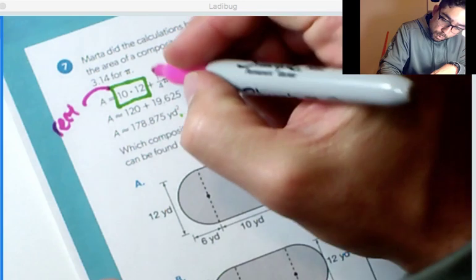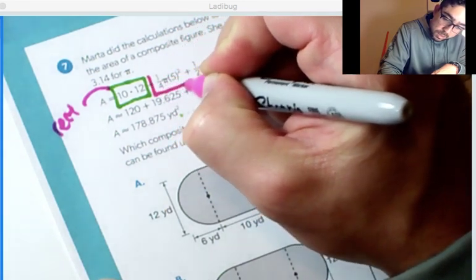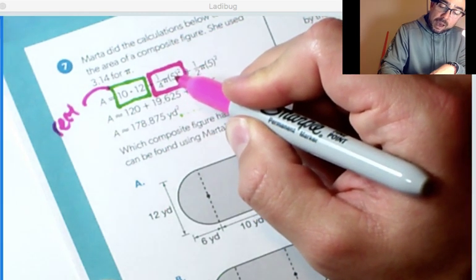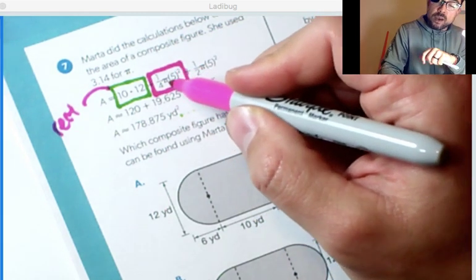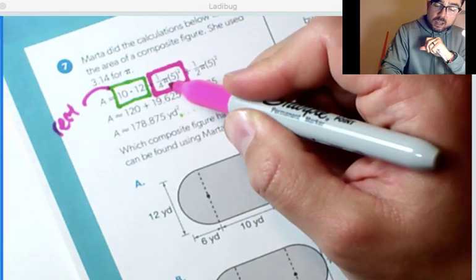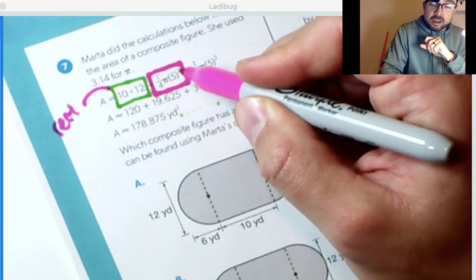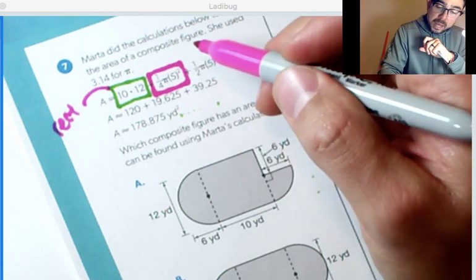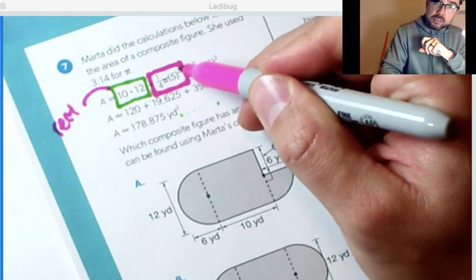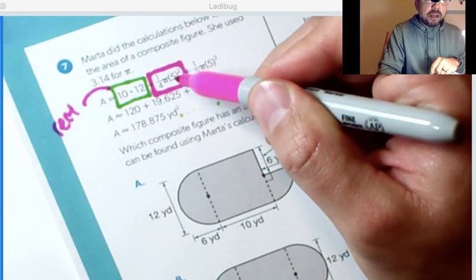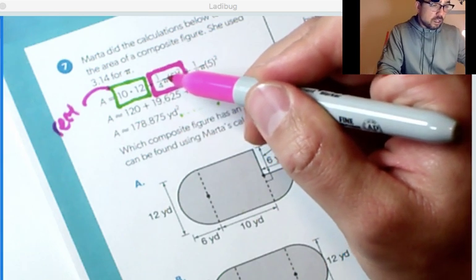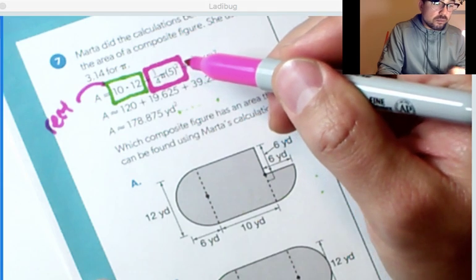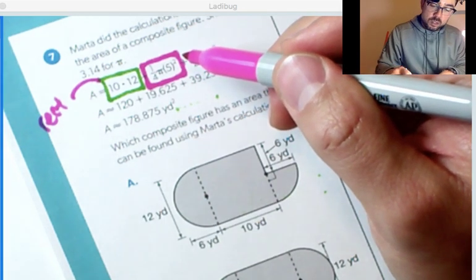Then the next formula is 1/4 times pi times 5 squared. Now, whenever we're finding the area and we have pi r squared, that's usually the area of a circle. And if they're multiplying it by 1/4, I'm going to zoom in a little bit more.